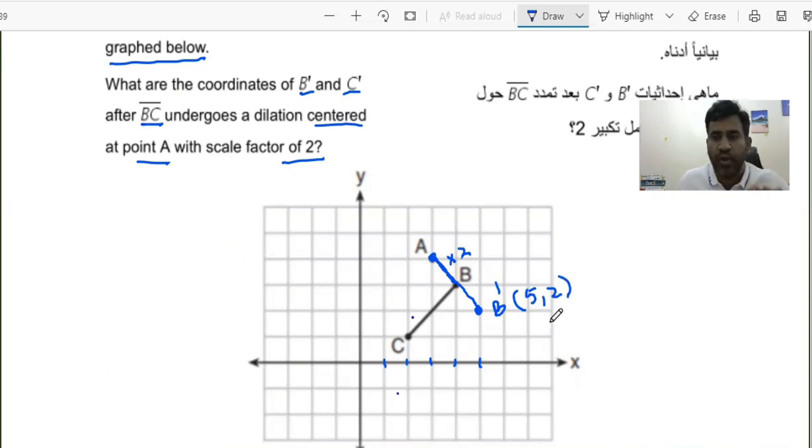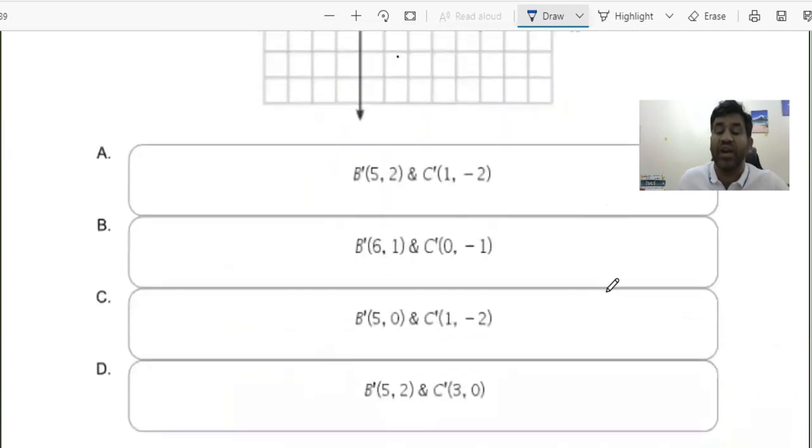After finding just this point, without doing further, you can check the options. Sometimes there will be only one option which carries (5, 2). If that is the case, without solving the second part, you can select the answer. But in our case, B' has (5, 2) here and (5, 2) here, so either A may be the answer or D may be the answer. I surely say that B and C cannot be the answer because they are not matching with the coordinates of B', right? So either A or D is the answer.